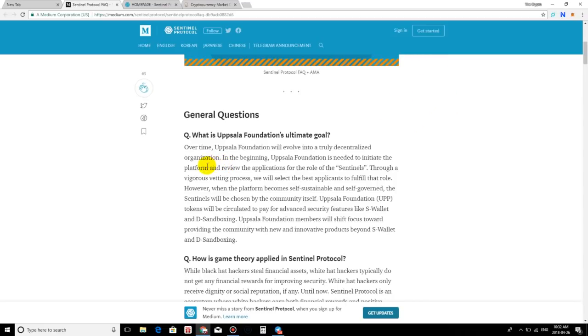So let's look at this Medium article, guys. This would definitely shed some light on why this is the next big thing in crypto since the invention of the smart contract. So, general question: what is Upsella Foundation's ultimate goal?